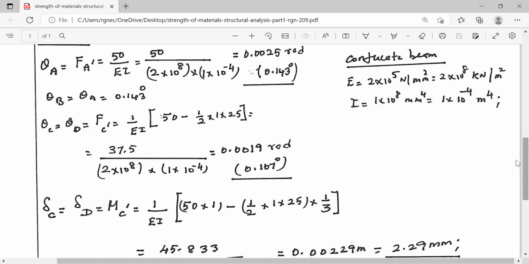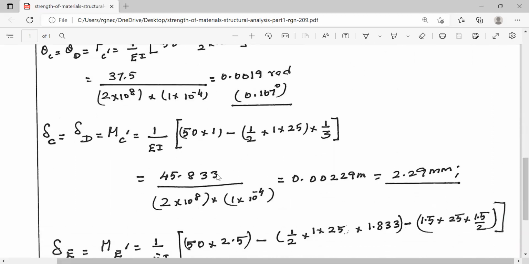This reduces to 45.833 divided by EI. On substitution of the values of EI, we get 0.00229 meters. Multiply this by 10 power 3, and you get 2.29 millimeter. This is the deflection at C, which also happens to be the deflection at D by virtue of the symmetry.